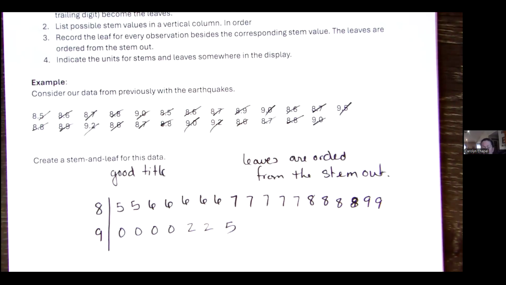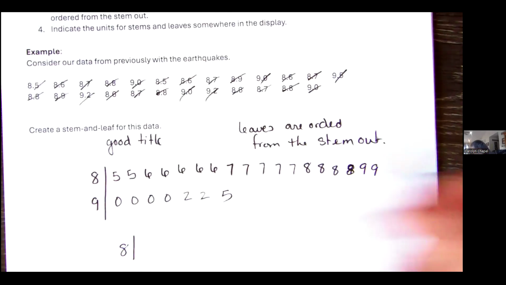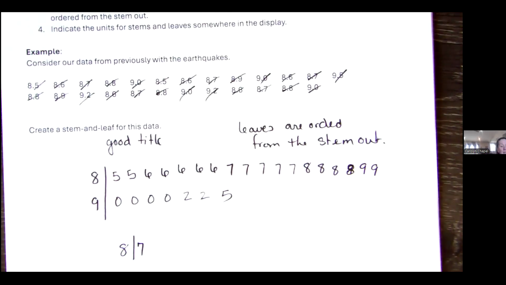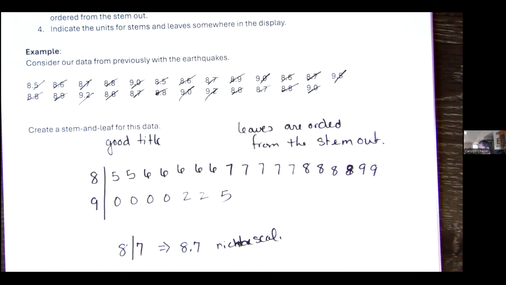So we have to tell our reader how to read this data. So I'm going to put a little key down here. I'm just going to put my 8, and then I'm just going to pick a random leaf, and then I'm going to write that this is 8.7. And that would represent your 8.7, whatever those Richter scale measurements are. Yeah, whatever that measurement unit is, I don't know what the Richter scale measures in.